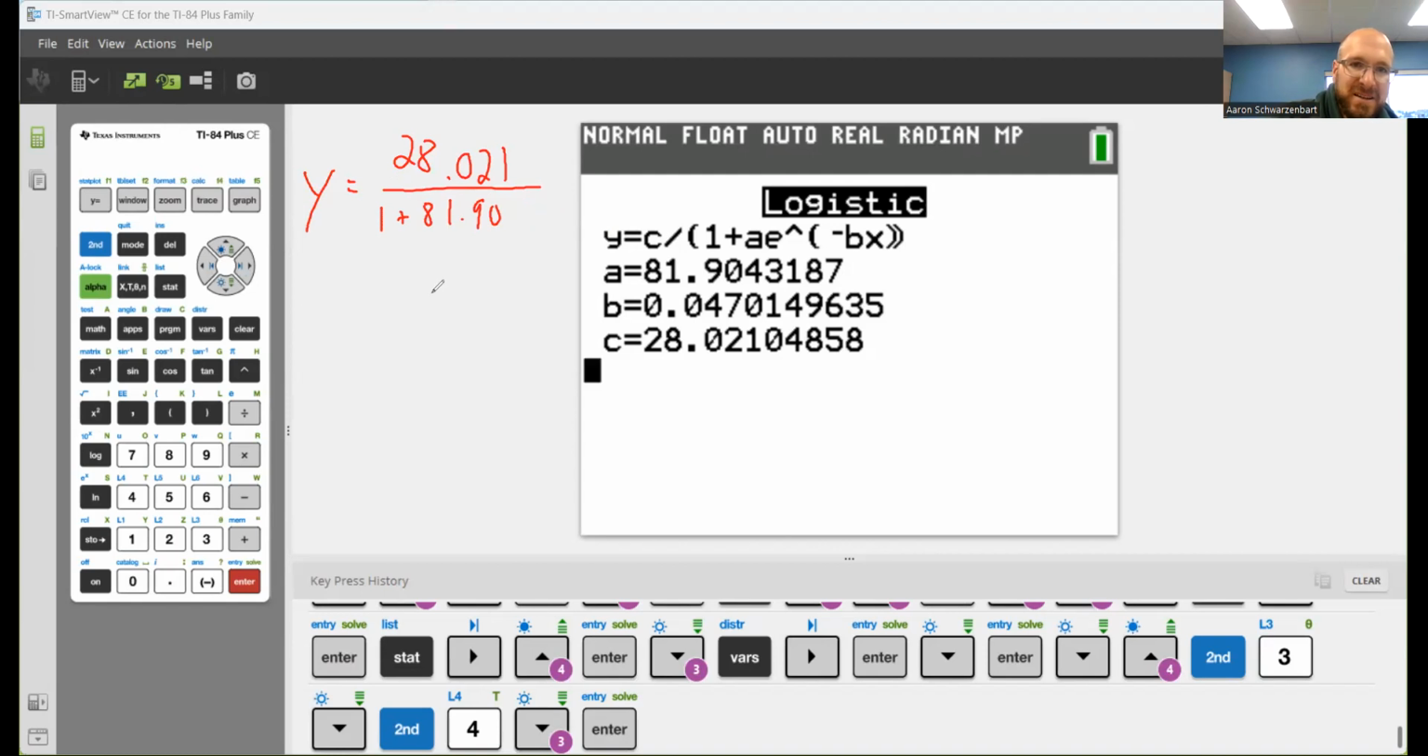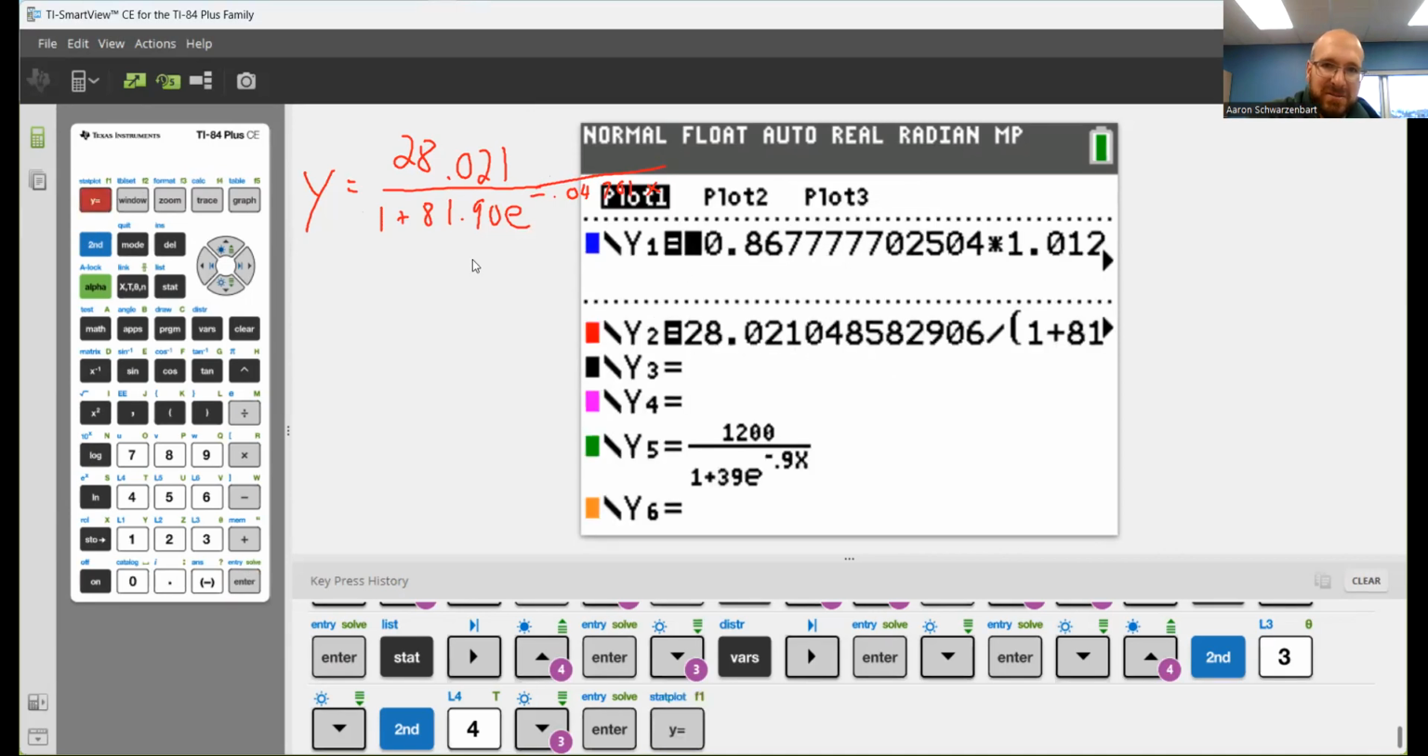It says A and then e to the negative 0.04701 X. This is my logistic model. If I want to know its maximum, it's 28.021. I can also go back to the calculator. I can see it in Y equals.